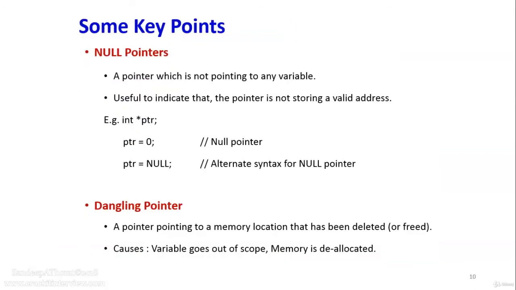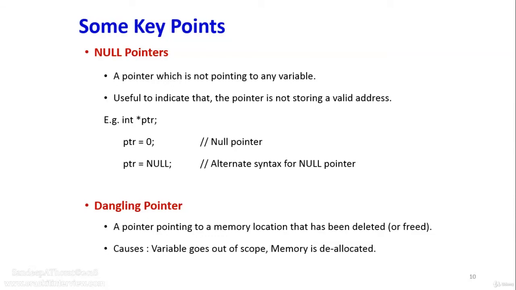Some key points about the null pointers. A null pointer is a pointer which is not pointing to any variable. Null pointers are useful to indicate that the pointer is not storing a valid address. For example, int star ptr, we can make ptr a null pointer by saying ptr is equal to 0, or we can also write ptr is equal to capital NULL to indicate that it is a null pointer.